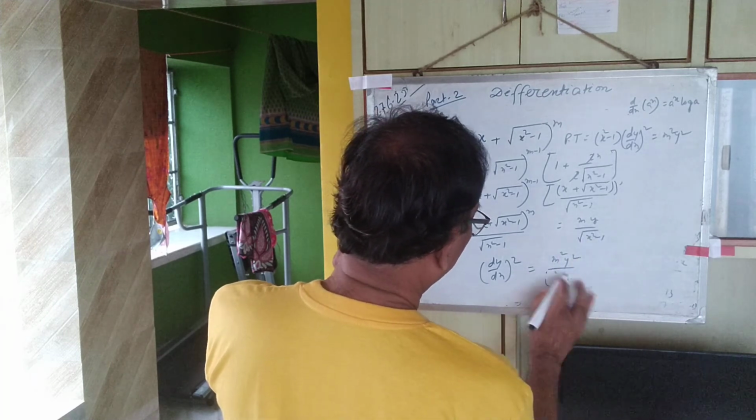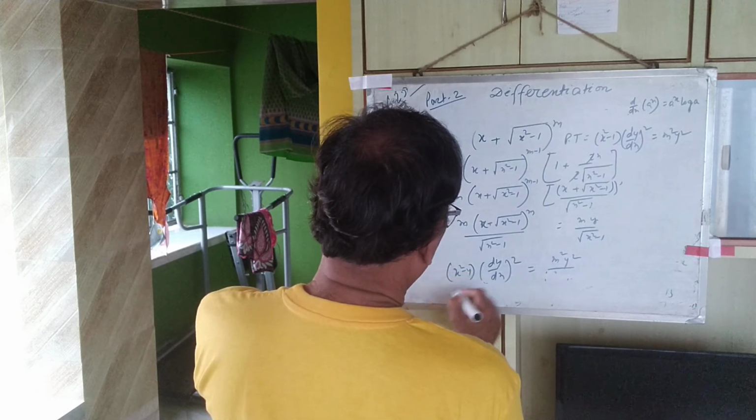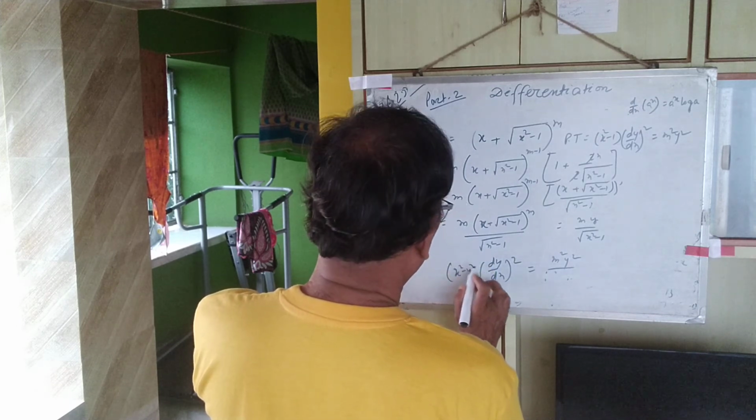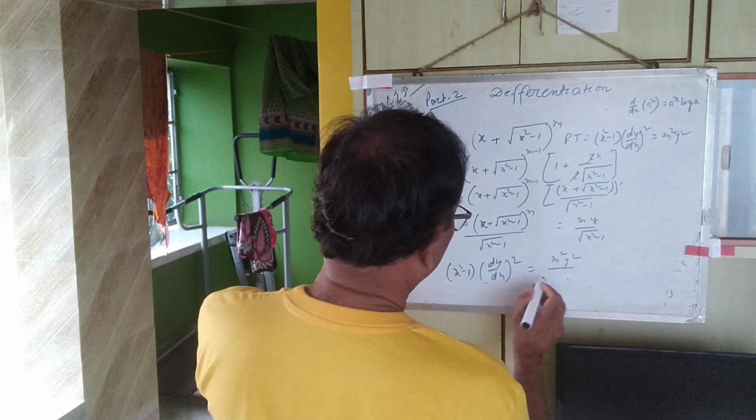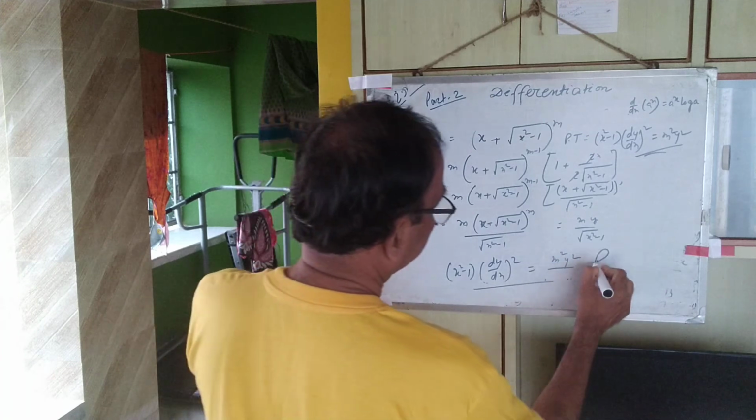Squaring this, then (x square minus 1) coming to the left portion, (x square minus 1) is this, which had to be proved. Now it is proved.